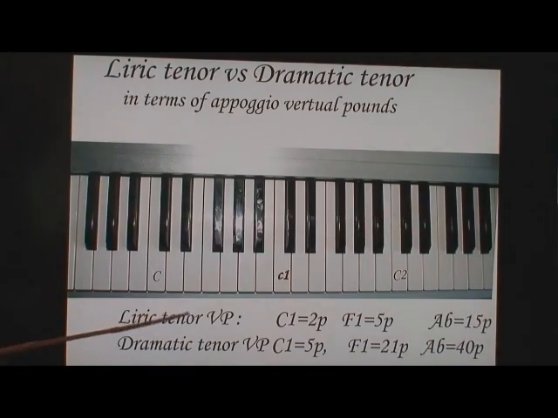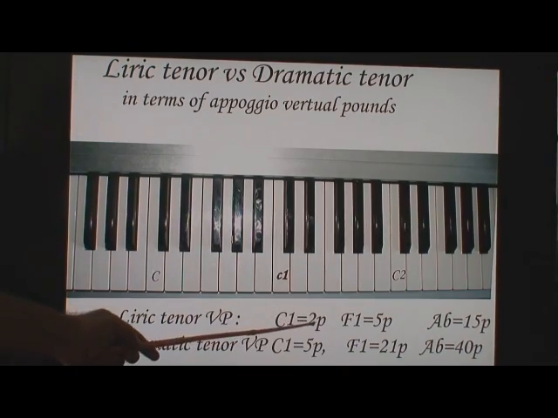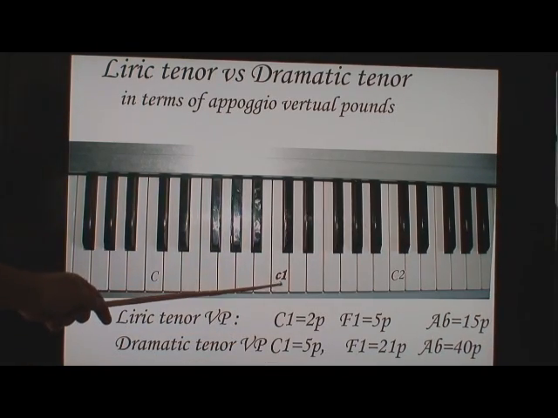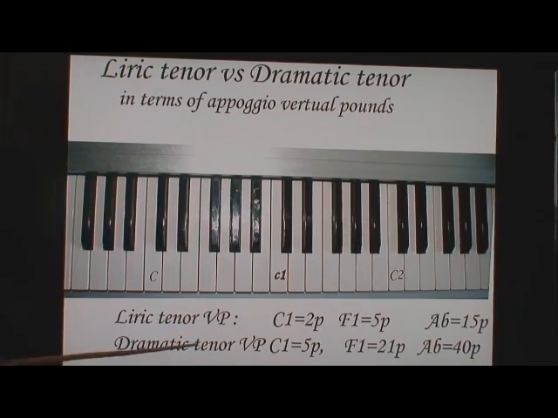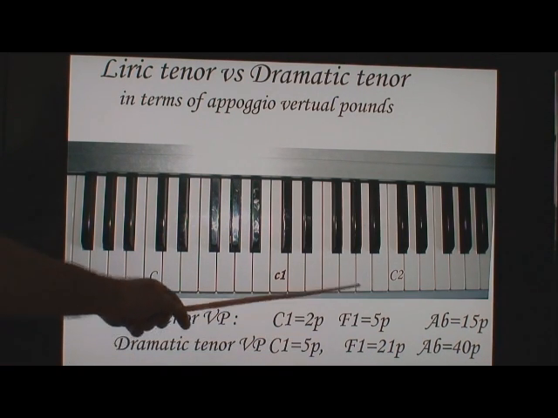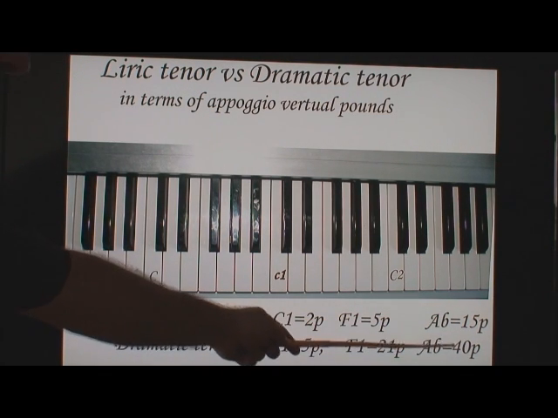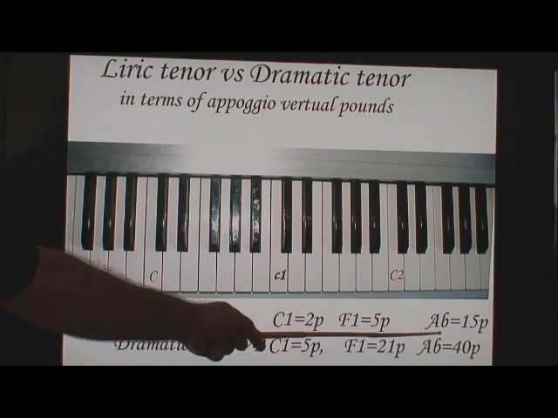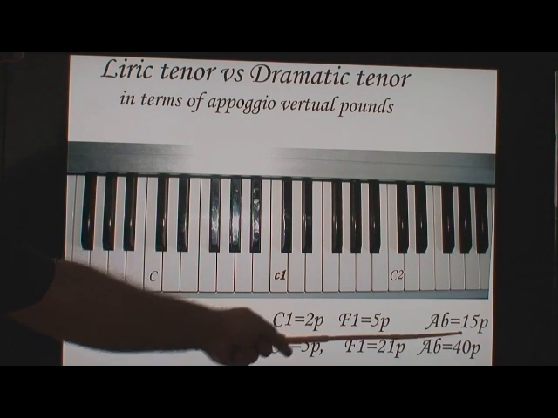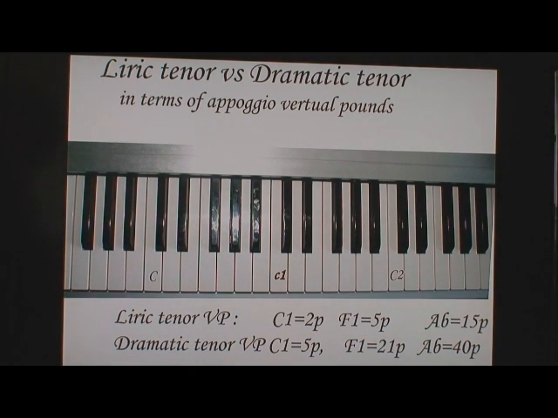So if the lyric tenor needs 2 pounds down while singing a middle C, the dramatic tenor needs 5 pounds. And so on. We can go up, and on A flat, the dramatic tenor needs 40 pounds and the lyric tenor needs 15 pounds. So we are talking not just about the resonance, but the physical opposition of the diaphragm.